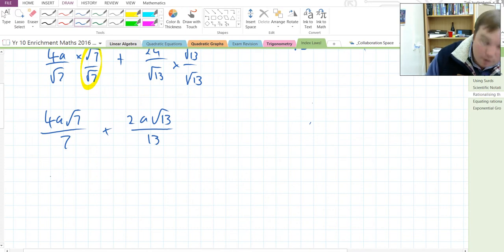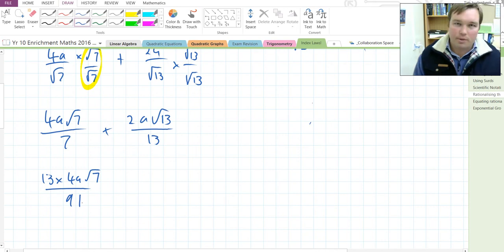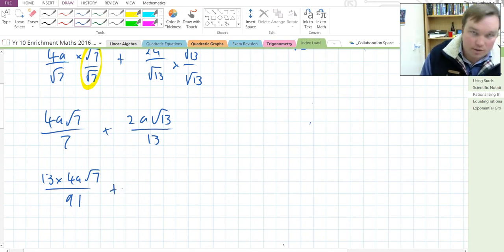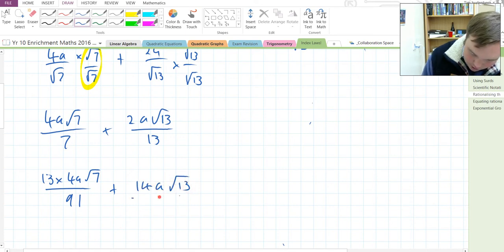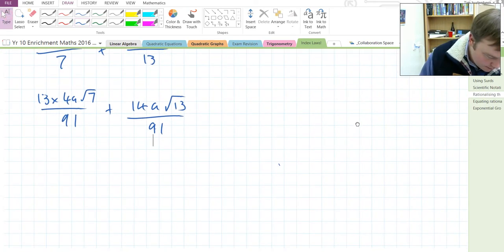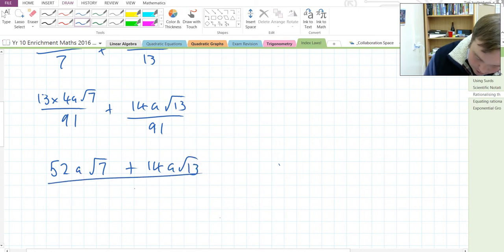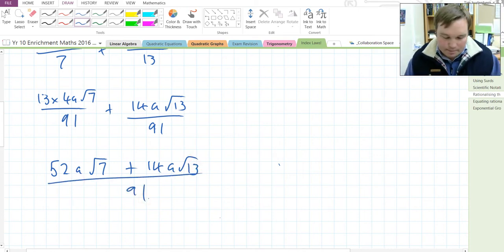So we're going to multiply the top by 13. 13 times 4a root 7. And on the bottom will become 91 because we've multiplied top and bottom by 13. Once again, multiplying by 1. It's a trick we use a lot to make it look nice. So multiply top and bottom by 7 here, 14a root 13 over 91. Then bring that all together, 13 times 4 is 52. So we have 52a root 7 plus 14a root 13 over 91. It's not pretty, but it's a single simplified fraction.